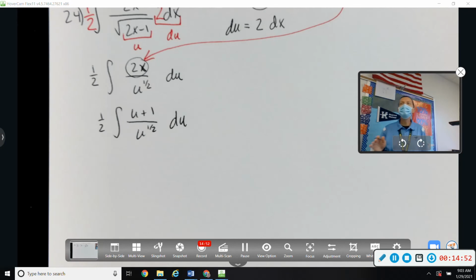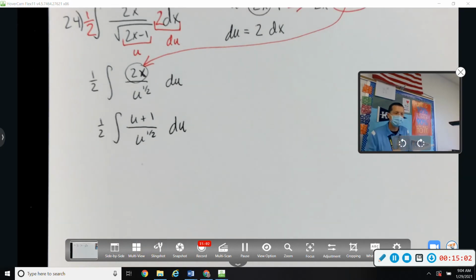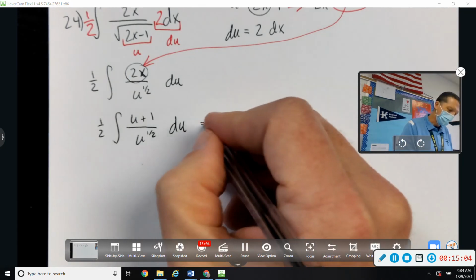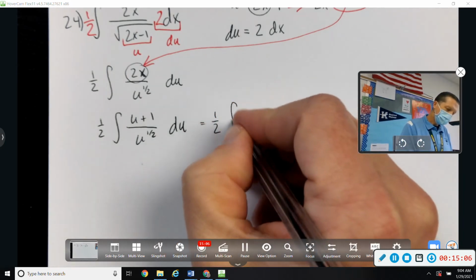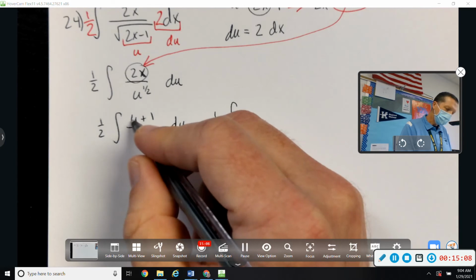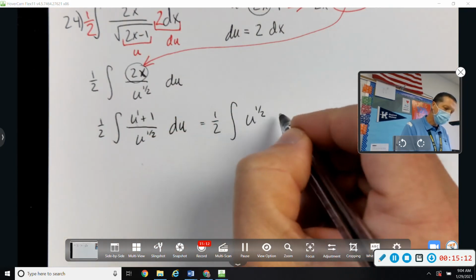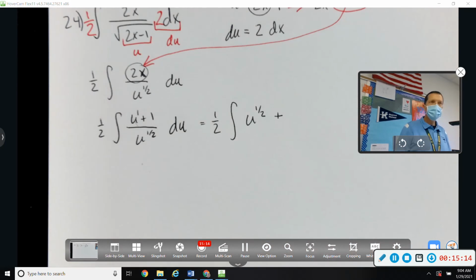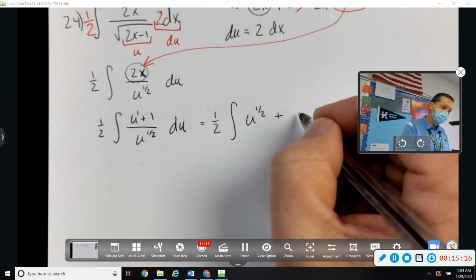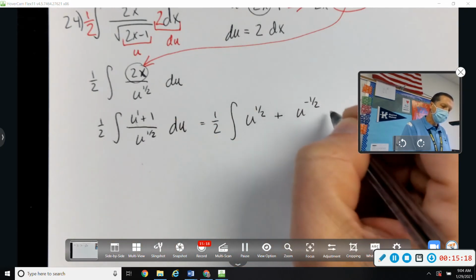Okay, there is no quotient rule for antiderivatives, so I've got to do algebra next. I can't take the antiderivative of the top and the bottom and then put them back together. It doesn't work that way. I've got to do algebra first. So u to the first over u to the half would be u to the half, and then 1 over u to the half would be u to the negative 1/2.